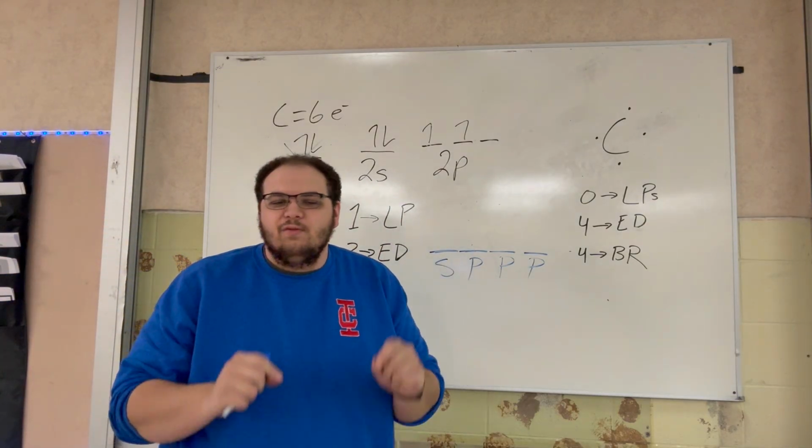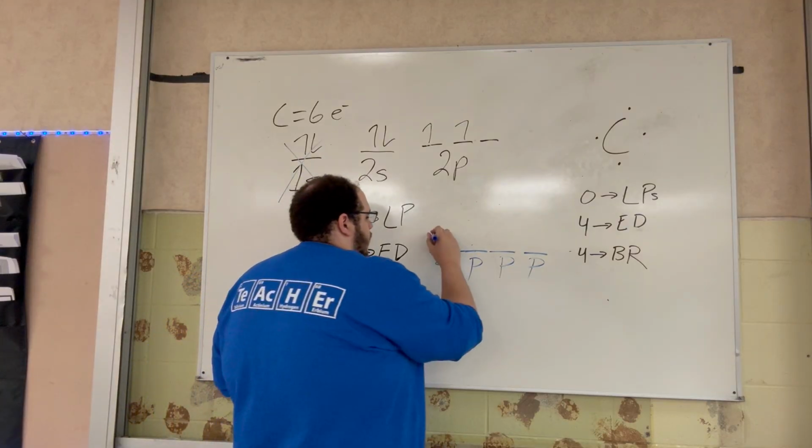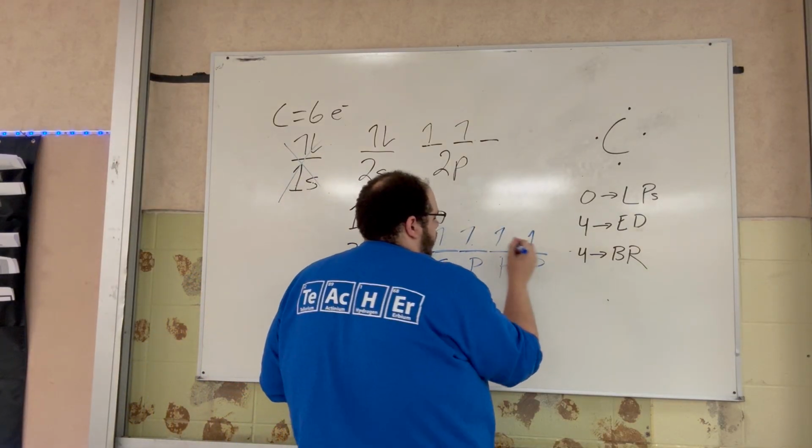Hund's rule says we have to put 1 in each before we double up. 1, 2, 3, 4.